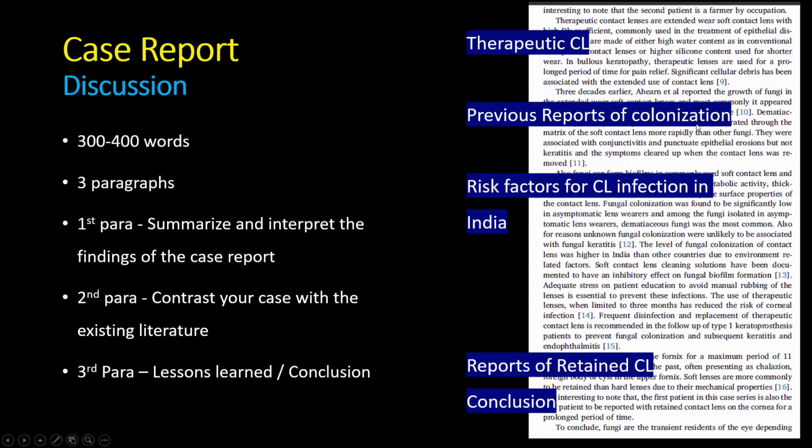So here, this is the discussion part. First I started with the therapeutic contact lens, its role, then previous reports of colonization, what were the organisms that were seen, what are the risk factors for contact lens infection in India, and this was a case where the contact lens was retained for 4 years. So I also looked at reports of retained contact lens, and then the conclusion.